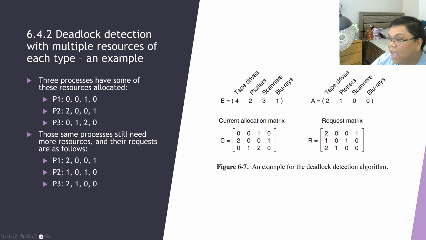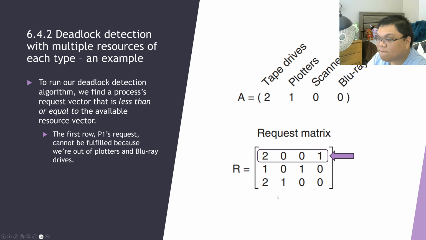Process 1 currently has a scanner, but it needs tape drives and a Blu-ray. Process 2 currently has 8 tape drives and a Blu-ray, but it needs a scanner. Process C has a plotter and some scanners, but it still needs another plotter and the tape drives. So here's how we're going to run our deadlock detection algorithm.